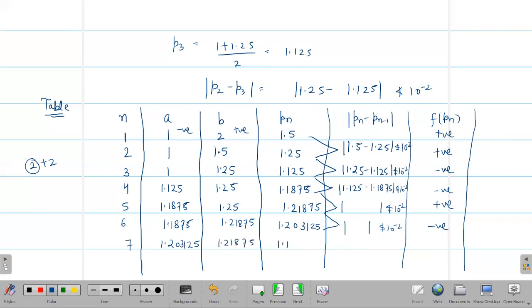And here it is 1.195325. So now it is less than 10 raised to power minus 2. So here we stop, and this will be your approximation of the root. So I can write this as P7. P7 is the approximate root of this equation.